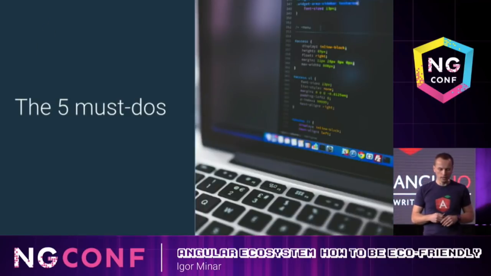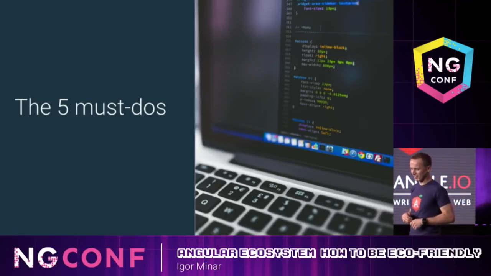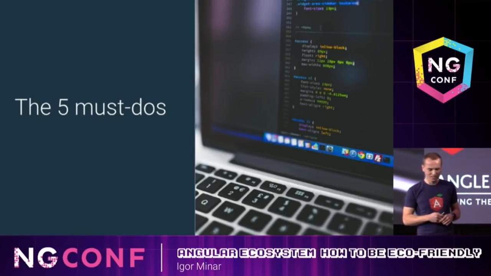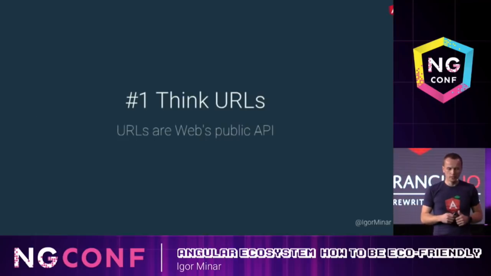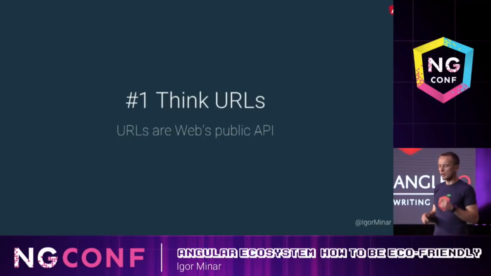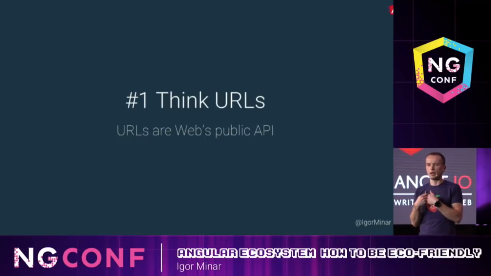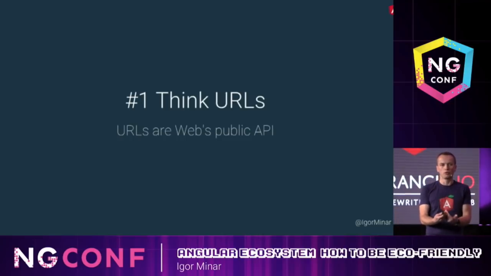So I mentioned in my title that there are going to be 5 key takeaways and 1 secret special thing in the end. So let's dive into that. Number one is think about URLs. And this comes back to the document mindset. URLs are your web API, public API on the web. This is how you expose your information.